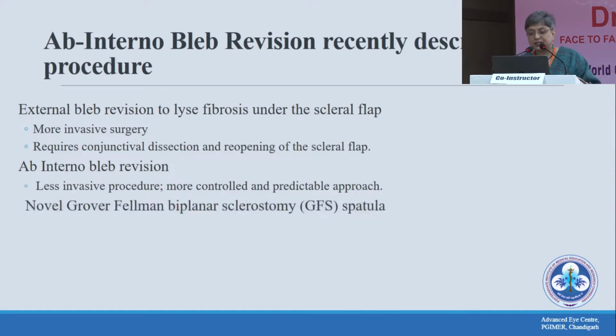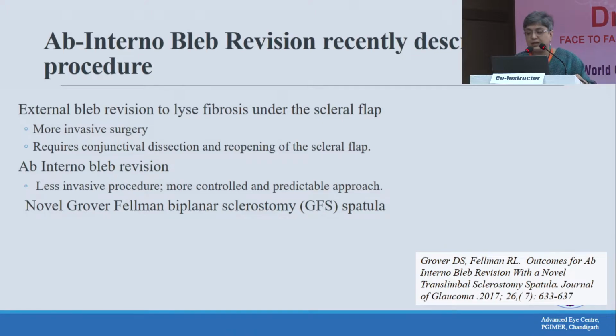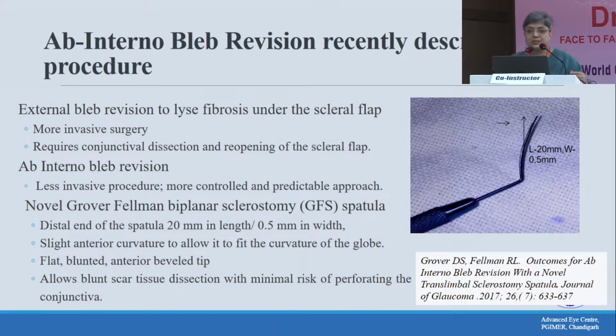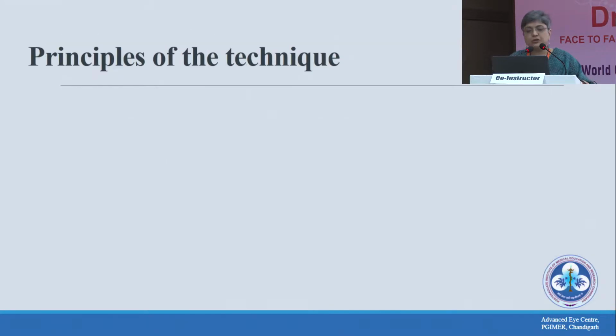It's called ab interno. It's more controlled, and what has helped is the availability of a novel Grover-Feldman biplanar sclerostomy spatula. It's called the GFS spatula. This is what it looks like. The main thing is that it's a long spatula so that you can reach right up to the subconjunctival space through the sclerostomy. It's blunt, about 0.5 millimeters in width, flat, and it also has a bit of a curvature to account for the scleral contour.